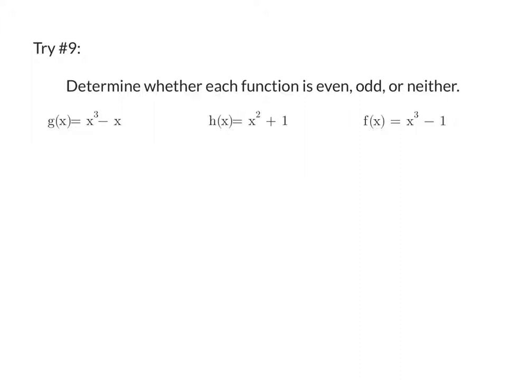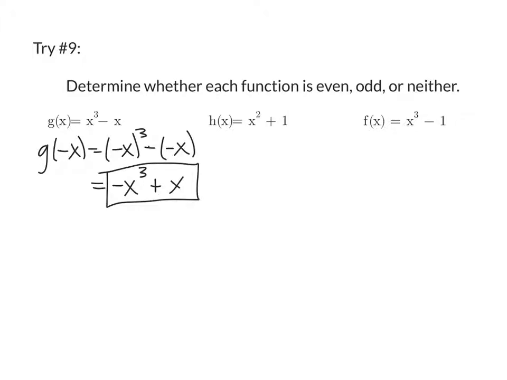So again, if I test this, g of negative x equals negative x cubed minus a negative x. A negative cubed is still negative, so that's still negative x cubed. And a double negative here gives us a positive x. This function here is the exact opposite of our original. So that means that this is an odd function.